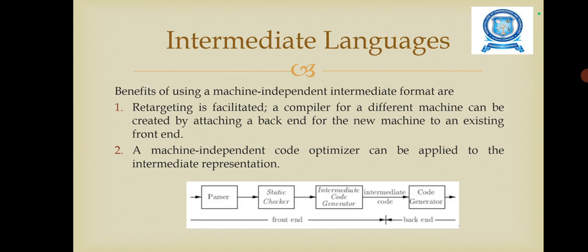Static checking includes type checking. It ensures that operators are applied to compatible operands. It also includes any syntactic checks that remain after parsing. It assures that a break statement in C is enclosed within a while, for, or switch statement. An error is reported if such an enclosing statement does not exist. This is the process of translating a program in a given source language into code for a given target machine.